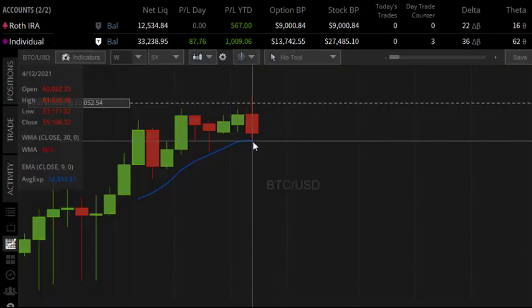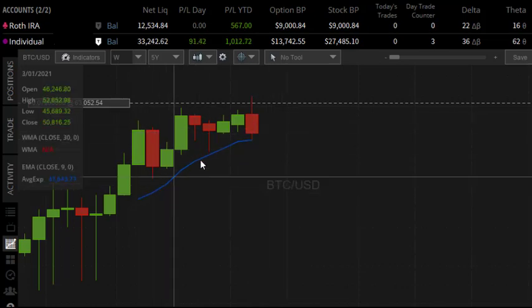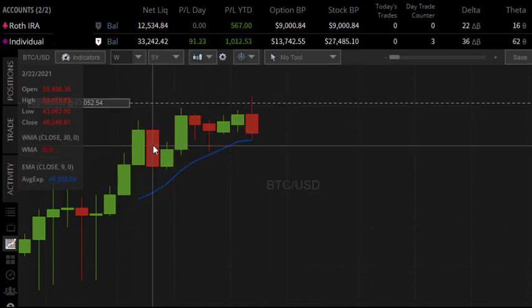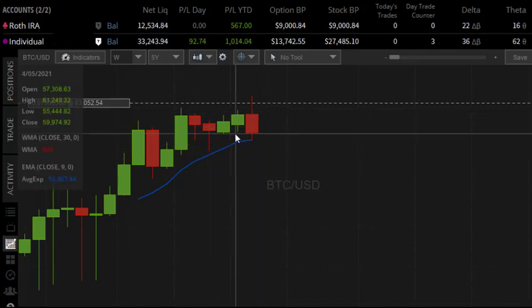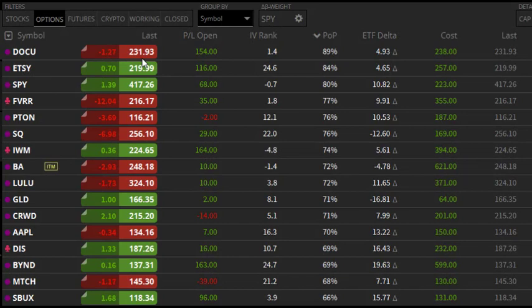But you can see here briefly, we touched that 9 EMA on the weekly chart, and then we've since bounced up off of that. We've been trending off this 9 EMA for quite a while here, and I expect this to continue even if we flatten out here for a little bit. Moving over into my individual positions, you can see very solid profits here on DocuSign. Etsy, decent profits as well, right around those 50% marks. Probably should be doing something here with Docu. Might move those puts up a little bit.